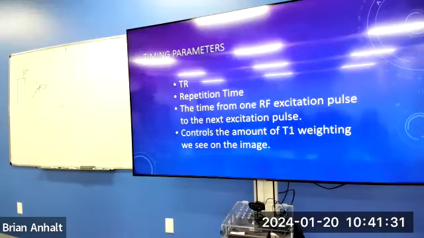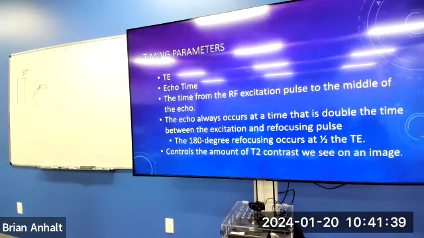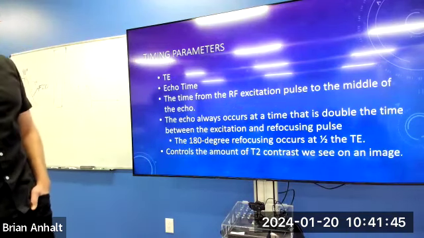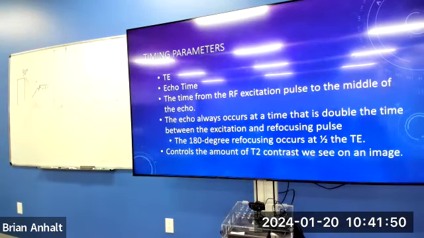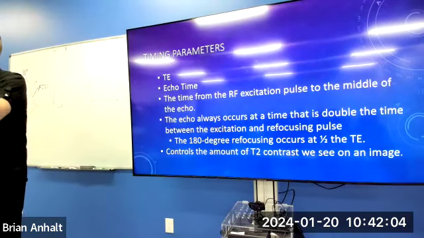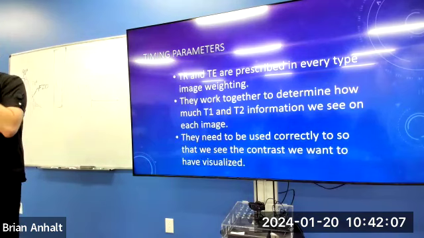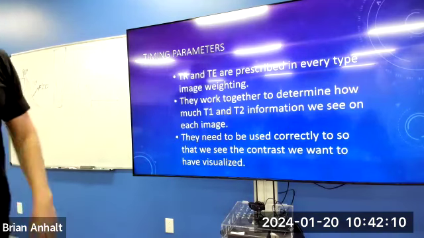It controls T1 weighting. Controls the amount of T1 weighting we see, or T1 contrast we see on the image. TE, our echo time. Time from the RF excitation pulse to the middle of the echo. The echo always occurs at a time that is double the time between the 90 and the 180, right? So your 180 is 1/2 of your TE, or the time the 180-degree refocusing pulse is transmitted is exactly 1/2 of your TE. This controls the amount of T2 contrast we see on the image. And hopefully by the end of this lecture, you will see how that works.